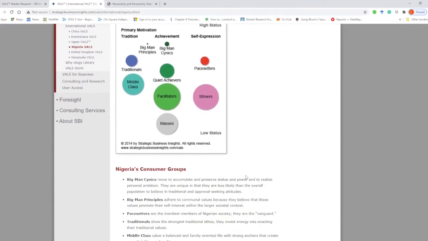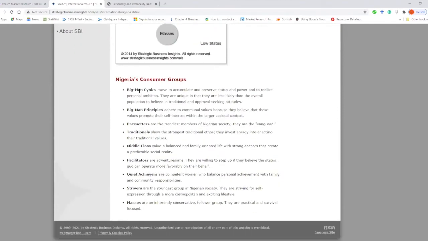Yes. So they have different groups starting from big man cynics. And the big man cynics are the ones who move to accumulate and preserve their status and power and to realize personal ambition. I think this is spot on. I agree with you. I just had a quick question about typical Nigerians. Yeah, Tara, please go ahead.